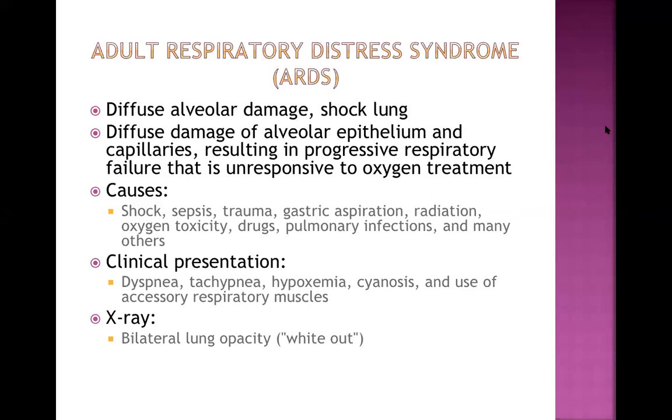Now, in this disorder, there is diffuse damage of the alveolar epithelium, mainly the type 1 pneumocytes are damaged, but at the same time, even type 2 pneumocytes are also damaged. So there will be loss or lack of surfactant.